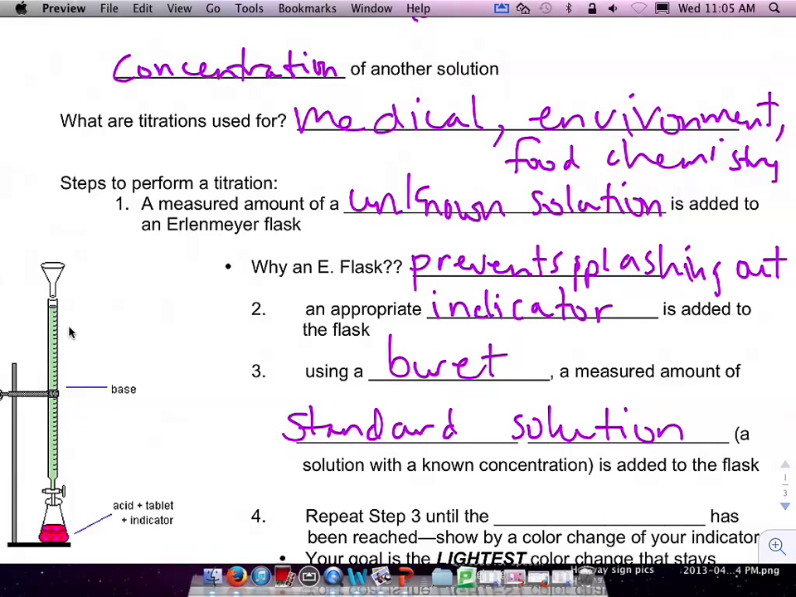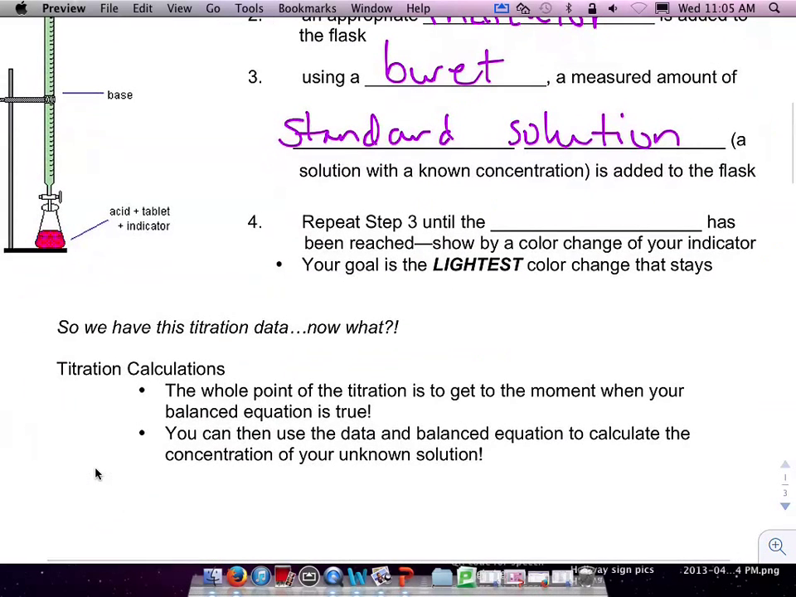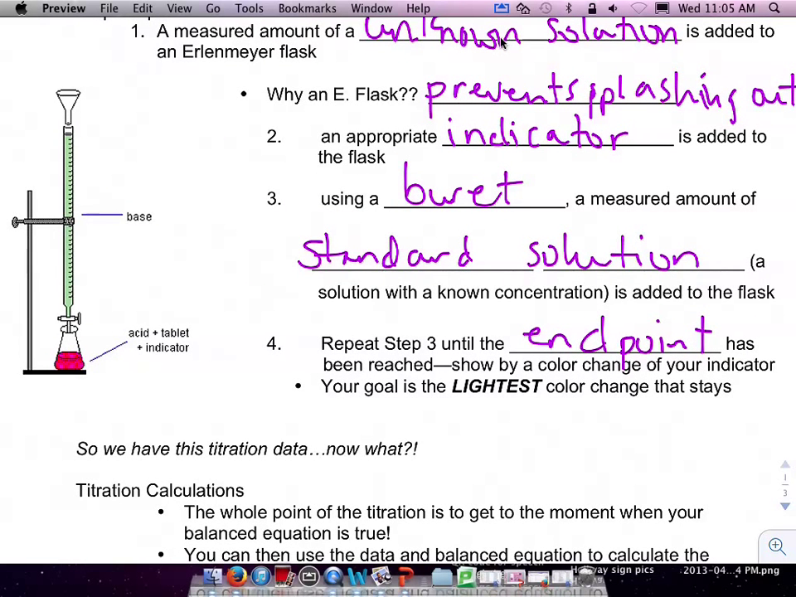So now you're going to take the thing you know the concentration of and add it to your acid. That's going to keep happening: you add your standard solution, add your standard solution, add your standard solution until the end point has been reached. You will know that for our labs because you're going for the lightest color change of the indicator you added. The color change tells you when you're at your endpoint, and you want the first sign of color change that stays there. That's it. That's a titration. So take the thing you don't know the concentration of, add your indicator, add your standard solution until you get the endpoint, and that's it.